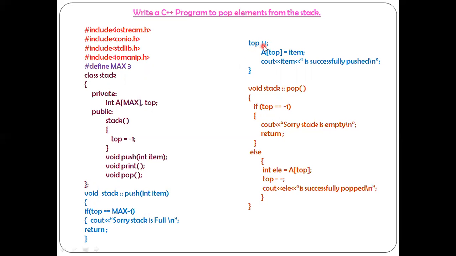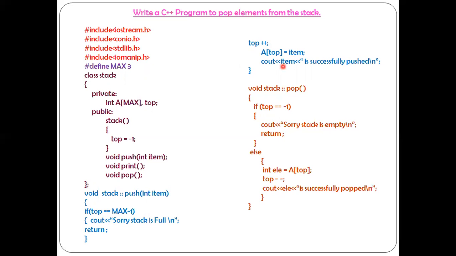Again, it goes here: top plus plus. That means top is 0, and 0 plus 1 is 1. a[top] means a[1] is equal to item. That means 20 will be stored in which location? a[1]. Last time we stored 10 at a[0], and now 20 is stored at a[1].